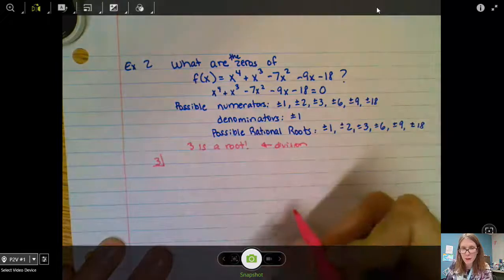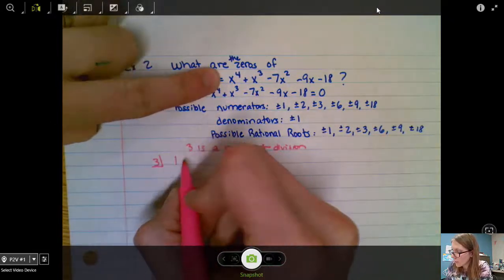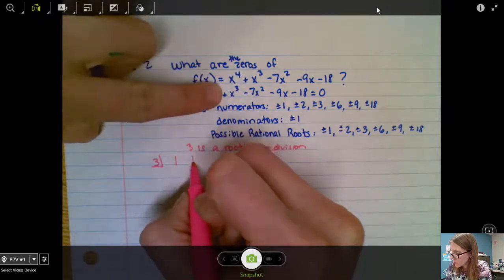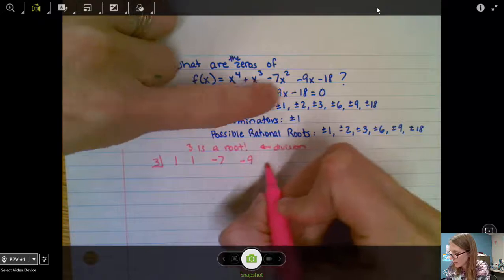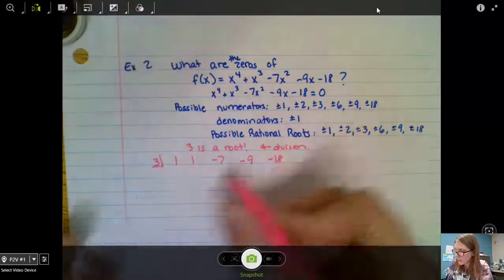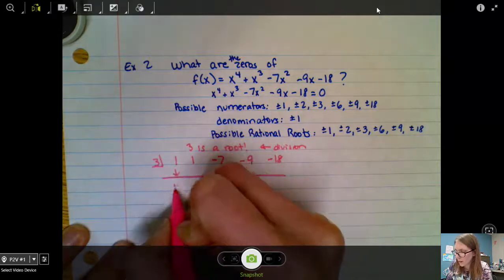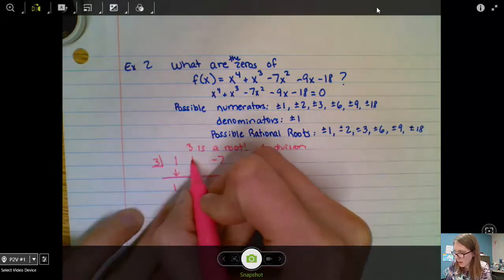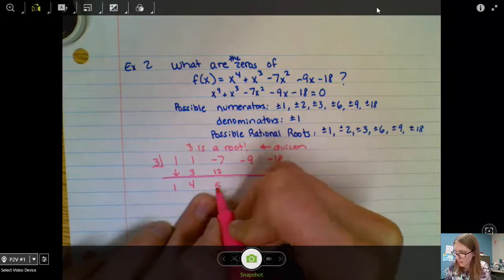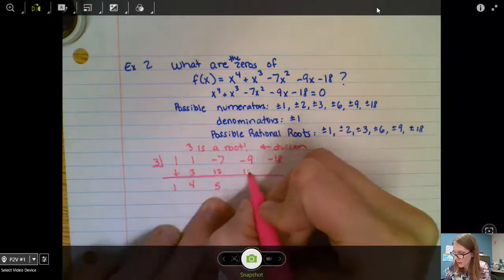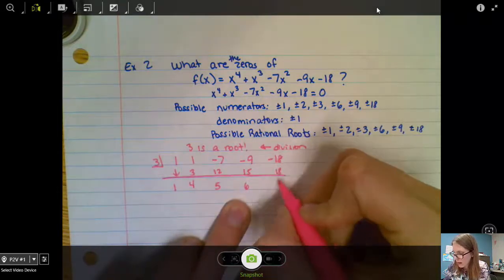Where 3 goes in the box. And then my coefficients across the top. I have 1x to the 4th, 1x cubed, -7x squared, -9x, -18. Bring down our first number. 1 times 3 is 3. Add. 4 times 3 is 12. We add down, we get 5. 5 times 3 is 15. Add, we get 6. 6 times 3 is 18. Add, we get 0.